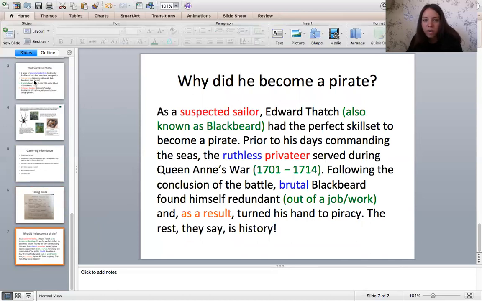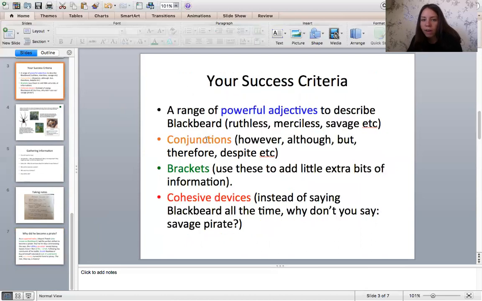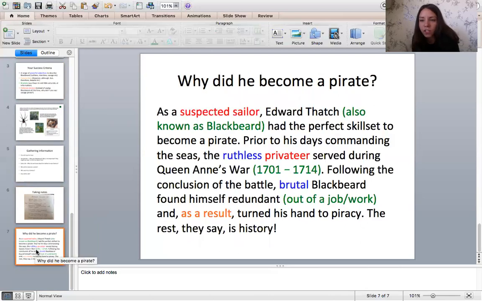Now you will see that your success criteria, I highlighted the different elements in different colours. So powerful adjectives blue, conjunctions in orange, brackets in green, and cohesive devices in red. And where I've used these features, I've highlighted them in the same colour here for you. So why did he become a pirate? I've got a subheading here. This helps the reader because they know exactly what I'm going to be talking about straight away without having to read the paragraph.